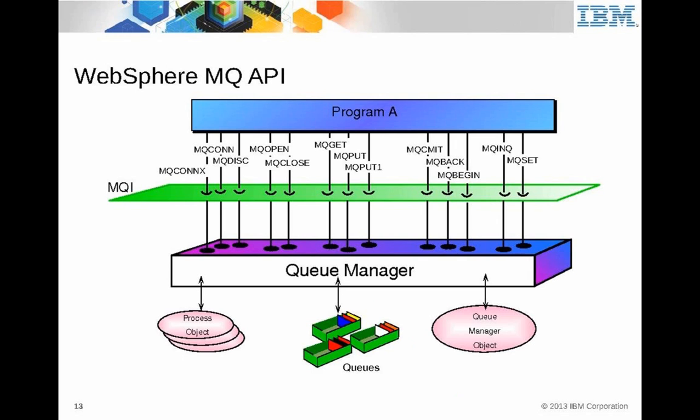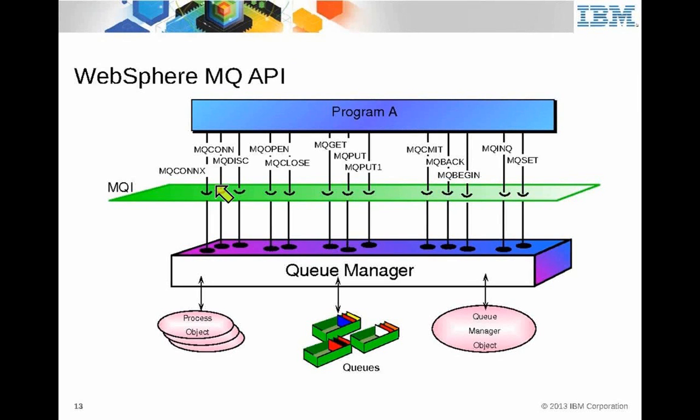I mentioned the WebSphere MQ API, and here's an example of that. It's called the MQI. And so I've got a program that is trying to talk to a queue manager, and there are the sets of APIs that it can use. And so there are some APIs that are associated with connecting to the queue manager itself. So you MQCONN to a queue manager in order to do anything. You MQDISC. You disconnect from a queue manager when you're done. MQCONNX is a special connection which allows you to get away with doing some special things.